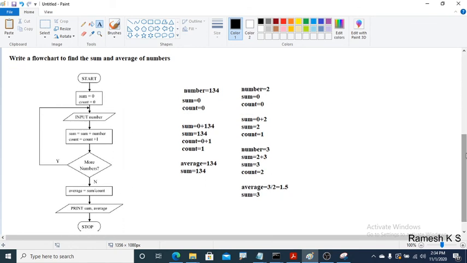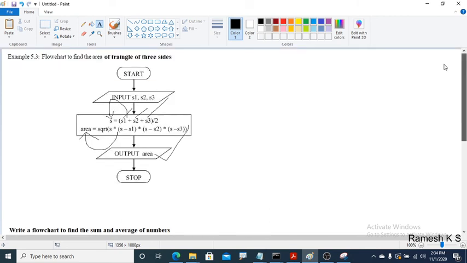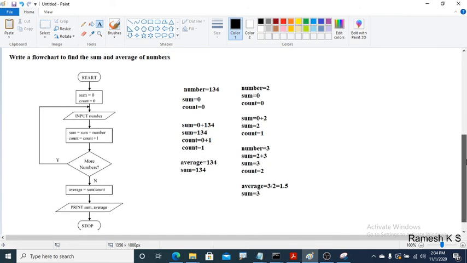So please practice these two. They are the most important. They will ask you a question like this: flowchart to find the area of a triangle of three sides. This is a flowchart, and this is the flowchart for this question.